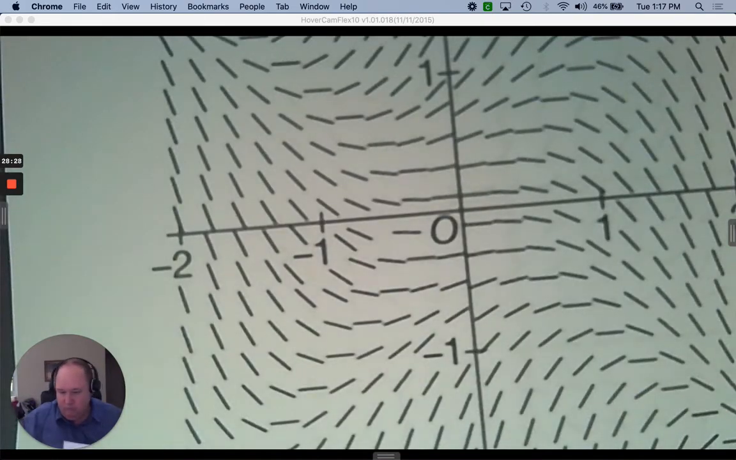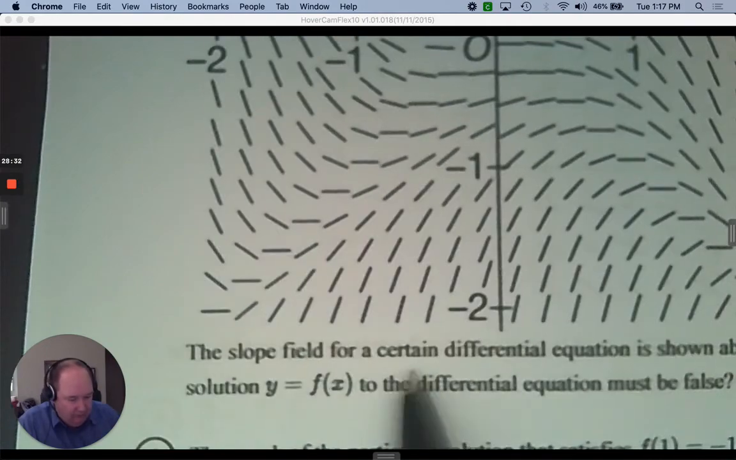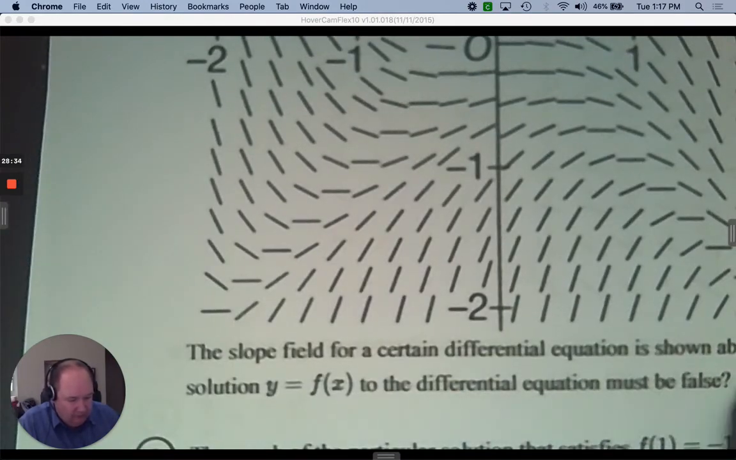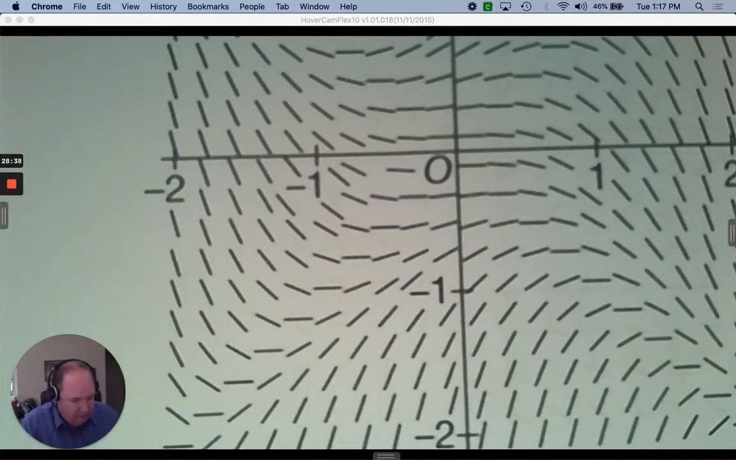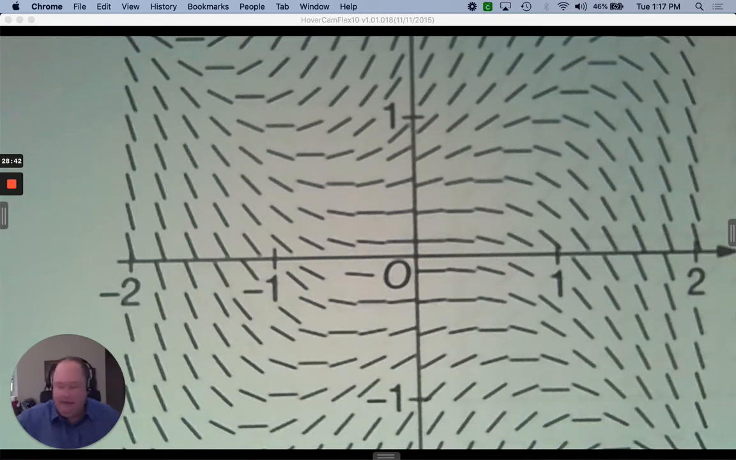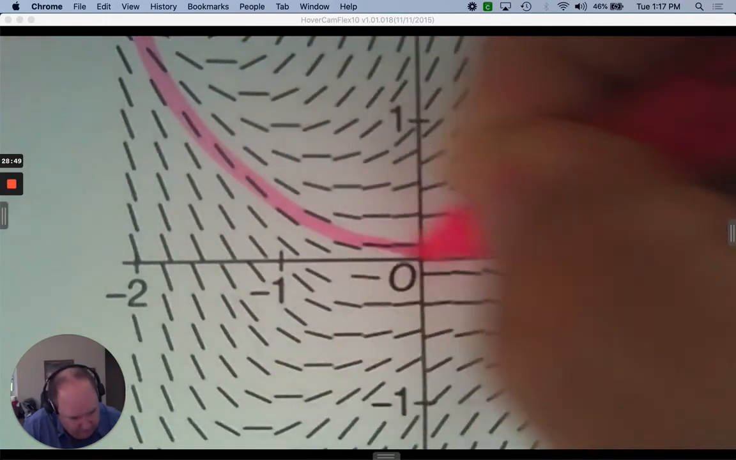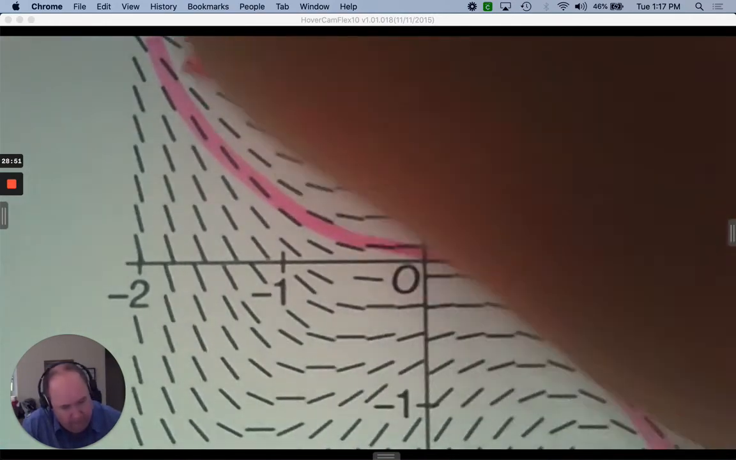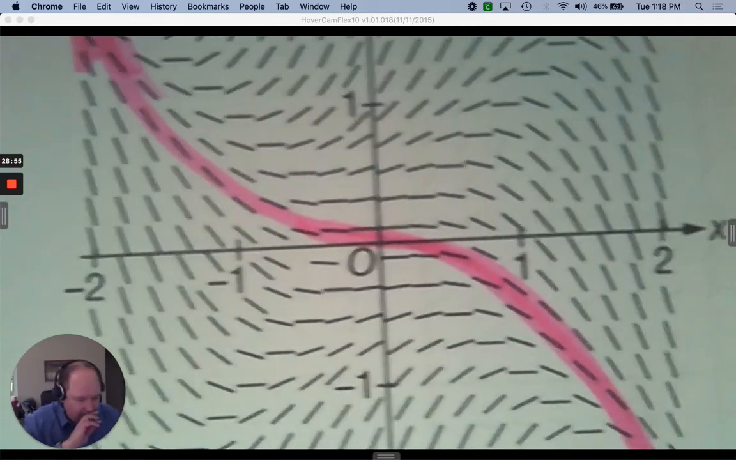Number 11. All right, in number 11, it says the slope field for a certain differential equation is shown above. Which of the following about x in that solution to the diffy-q must be false? Okay, so if I look and then if I sketch a solution here, it kind of has this feel to it, right? That's what's happening.